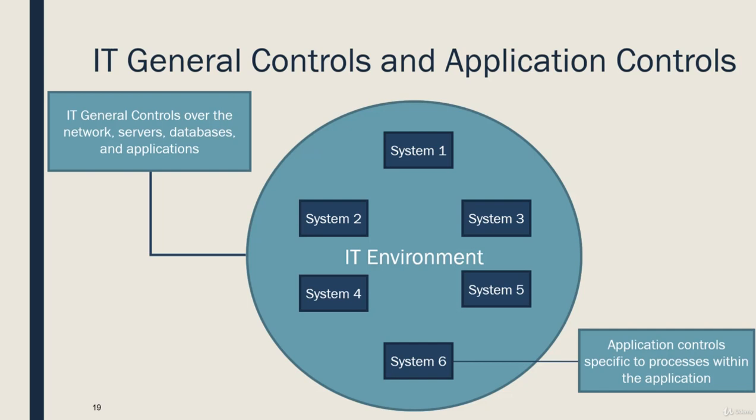However, you can see that each system will have its own specific application controls that are specific to the processes within that application. Depending on which of these systems is in scope for an audit, you first need to test the overall IT environment and see how reliable it is, which would then determine the extent of testing that will be performed on each individual system. So I hope this has given you a little bit more clarity on the differences between IT general controls and application controls.